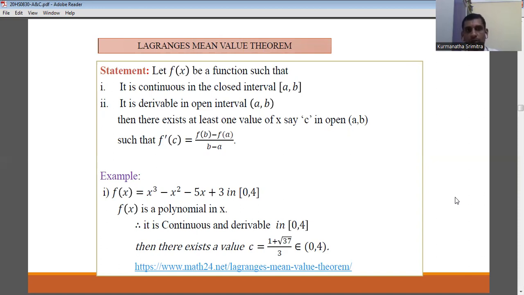By observing these two mean value theorems, in Lagrange's mean value theorem, if f of b is equal to f of a, that is the initial point and final point values are equal, then it converts to Rolle's mean value theorem. Then it is very clear that the value becomes 0, so f dash of c is 0. So if f of b and f of a are equal, then Lagrange's mean value theorem becomes Rolle's mean value theorem.